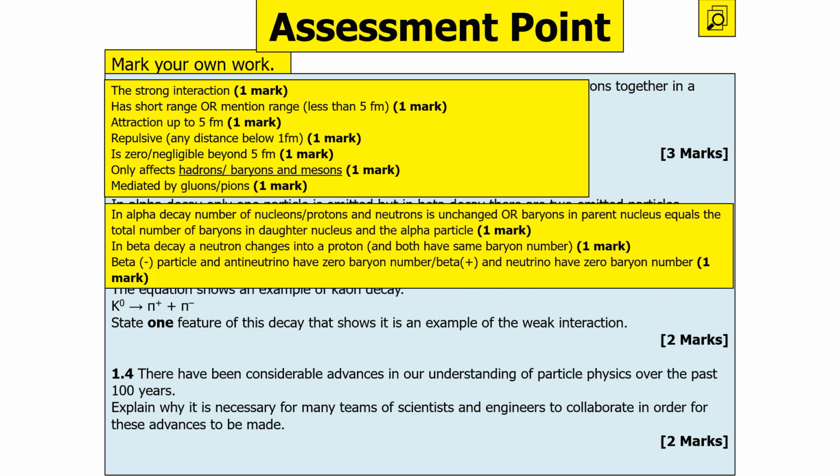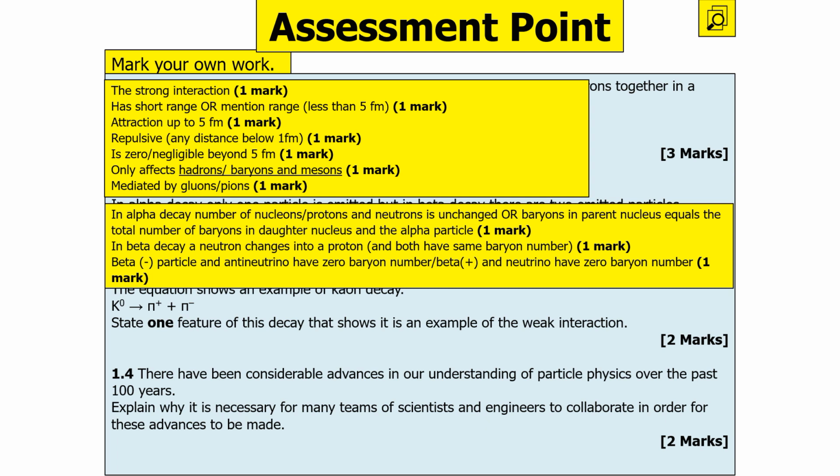Now in alpha decay, we know that the numbers of neutrons and protons are unchanged, because there are 2 protons and 2 neutrons leaving an atomic nucleus, so the baryon number is unchanged. In a beta decay, the neutron changes to a proton. They've both got the same baryon number, so it is conserved, and it will also produce an electron and an antineutrino, or the other way around. It'll produce an anti-electron, which is a positron, and a neutrino, and in this instance they will both have 0 baryon number, so the baryon number is conserved.